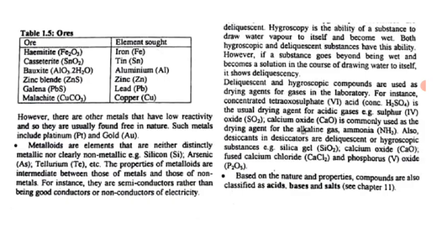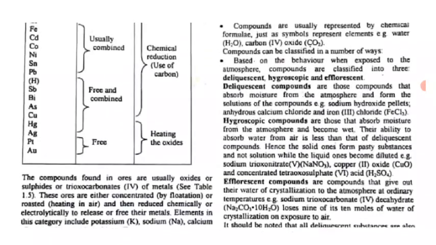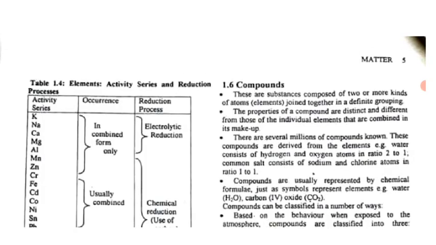Now, metalloids. We discussed metals, we discussed non-metals. Lastly, metalloids. They are elements that are neither distinctly metallic nor clearly non-metallic, for example silicon, arsenic, tellurium. The properties of metalloids are intermediate between those of metals and non-metals. For example, they are semiconductors rather than being good conductors or non-conductors of electricity. So that's all on elements. If you did not get any part of it, please feel free to drop a comment or reach out to me. I'm surely going to help you understand better.